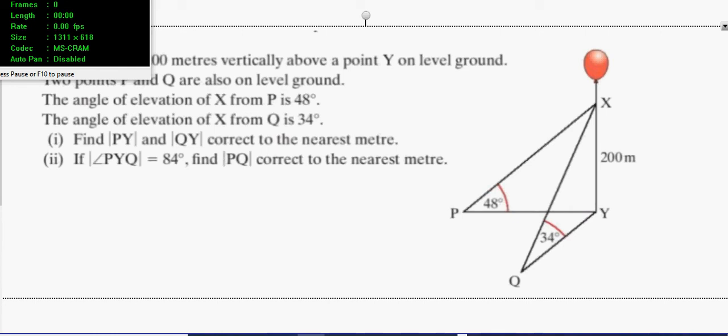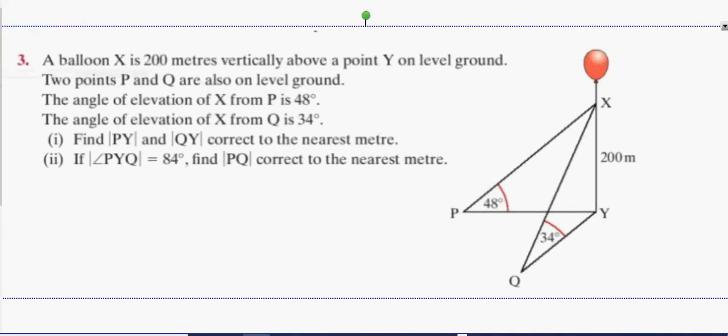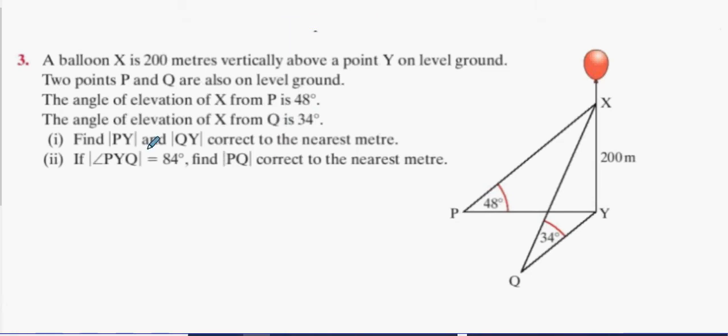Right, lads. Now, the key thing with 3D diagrams is to identify when you're on level ground and when you're not on level ground. Does that make sense? Alright. So, what you're told is find PY. PY is the green line. Now, what triangle does PY belong to? Anybody? PY belongs to PXY.